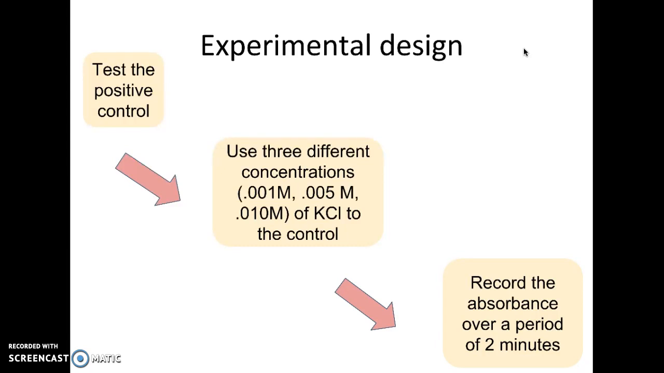The goal of the positive control was to reach an absorbance of 1 around 1 minute, but the positive control ended up reaching an absorbance of 1 after 120 seconds. After the positive control was tested, the same process was repeated with the addition of potassium chloride. Once again, the potassium chloride was added before the hydrogen peroxide. 3 different molarities of potassium chloride were tested: 0.001 molar, 0.005 molar, and 0.01 molar. Each molarity was tested 3 times to ensure better results.